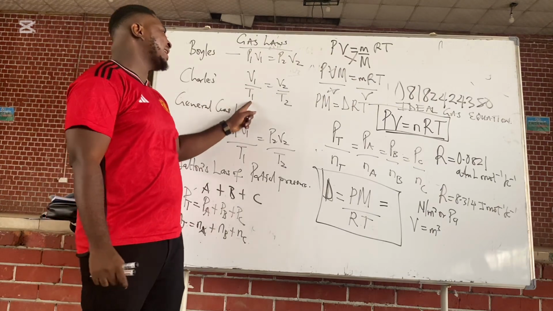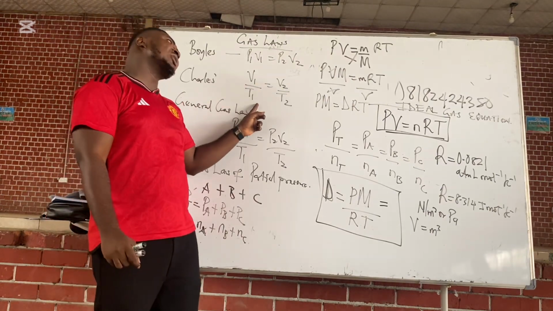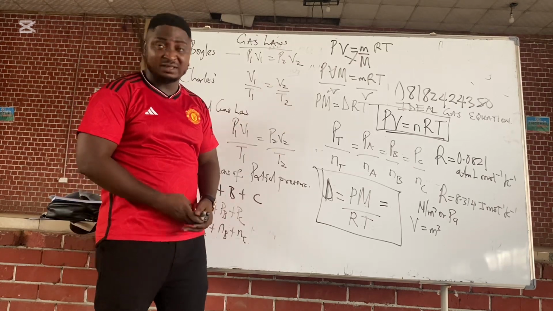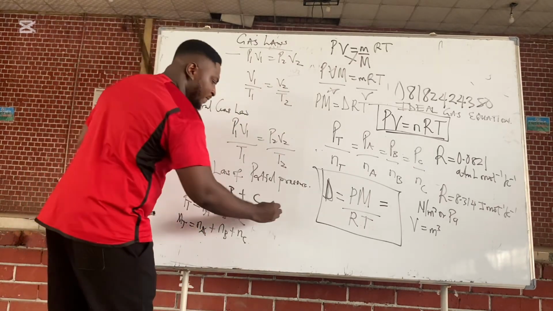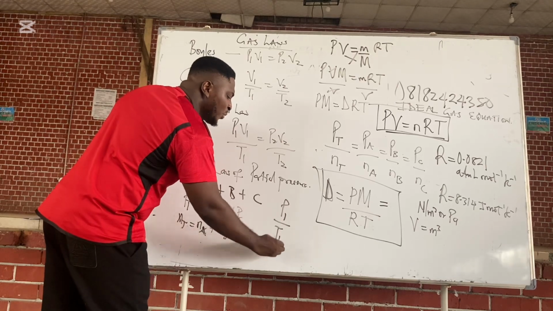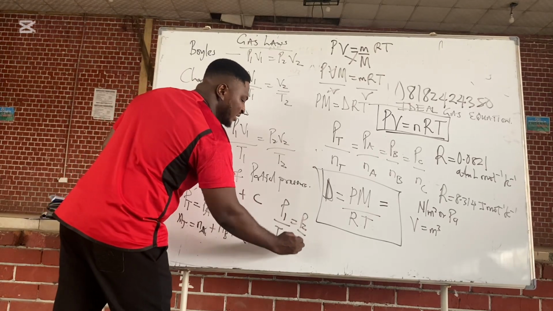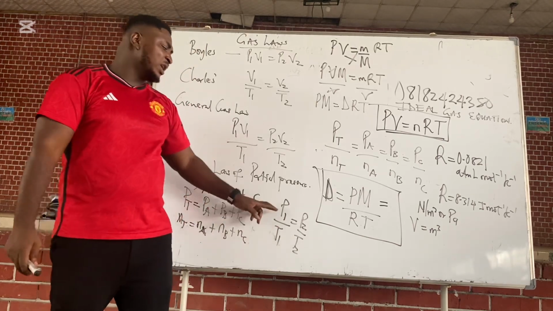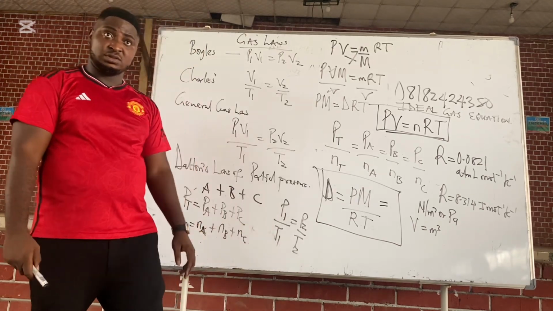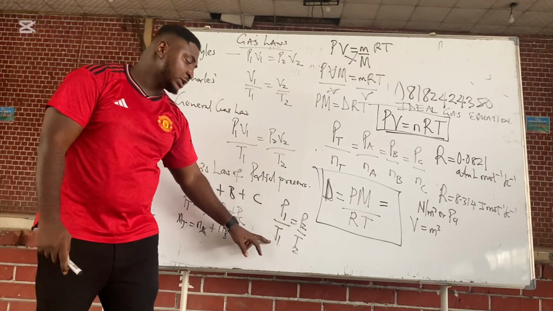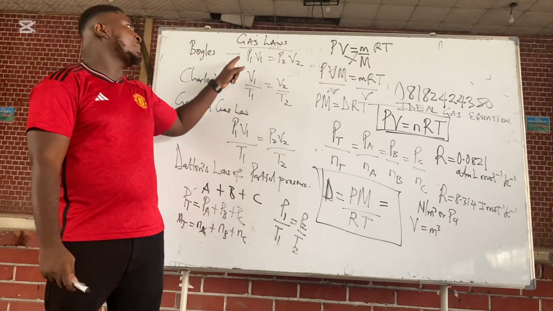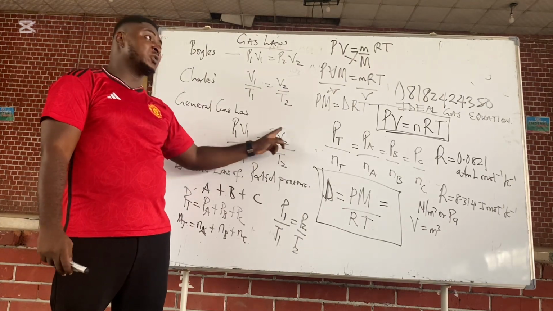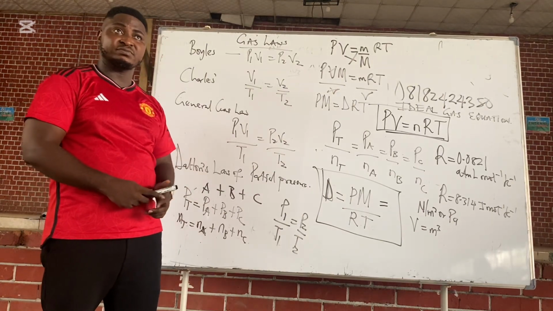If it's relating volume and temperature, if the initial volume is this, the initial temperature is this, find the final volume if the final temperature is this: V1 over T1 equals V2 over T2. There's another one, Gay-Lussac's pressure law, relating pressure and temperature: P1 over T1 equals P2 over T2. This one relates pressure to what? Temperature. Volume to temperature, pressure to volume. Now it's the three of them together: P1V1 over T1 equals P2V2 over T2.